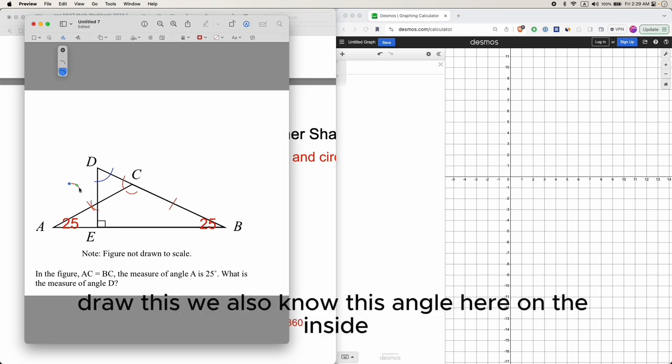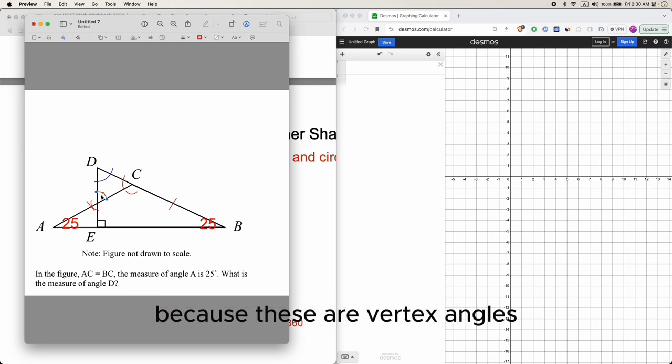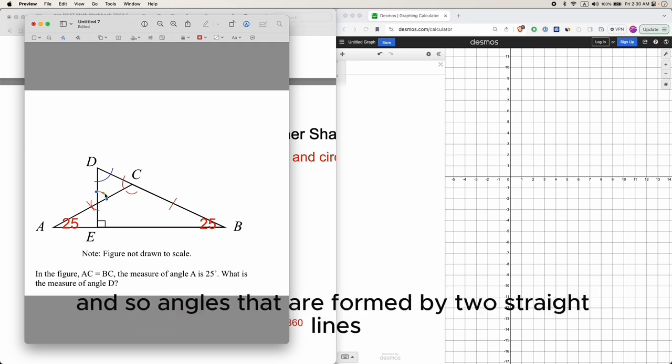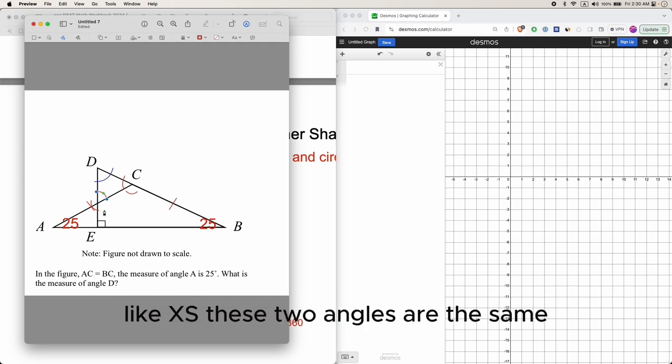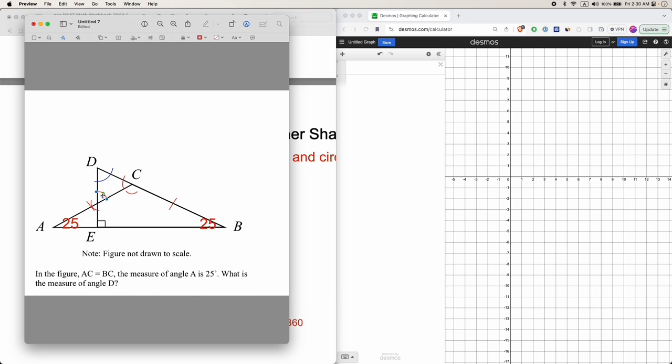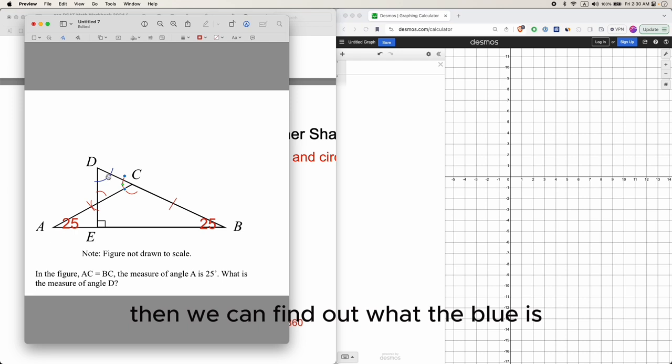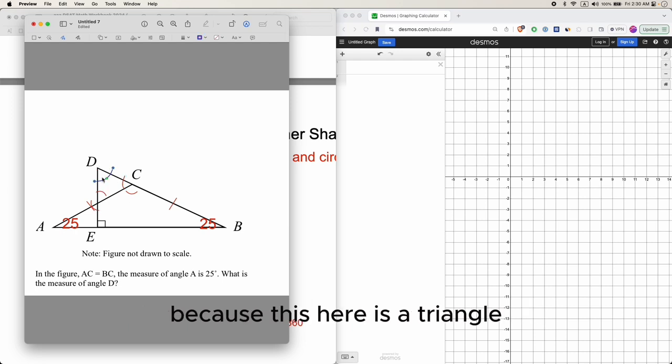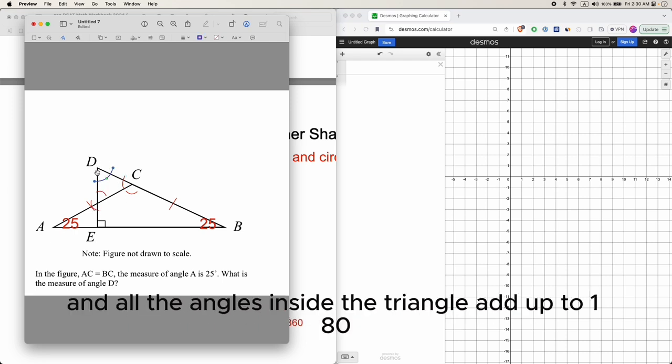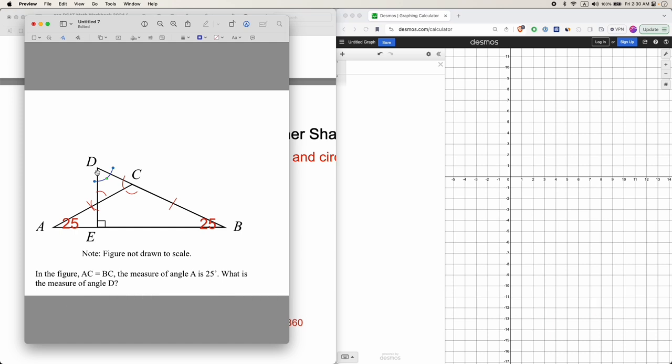I'm going to draw this. We also know this angle here on the inside, because these are vertical angles. Angles that are formed by two straight lines like an X, these two angles are the same. So if we find out this one, we find out this one, then we can find out what the blue is, because this here is a triangle and all the angles inside the triangle add up to 180. That's one way to do it. Okay. And if you didn't see the insight, the quicker way to do this question, then that's fine too.